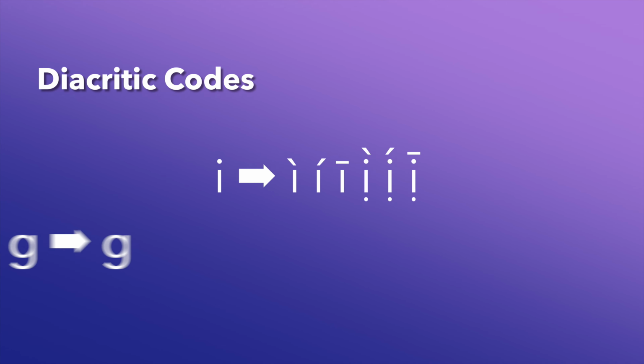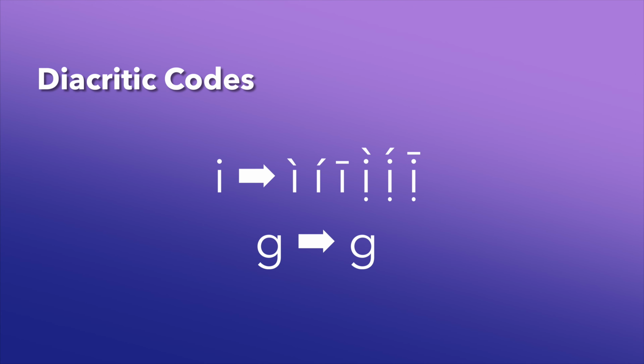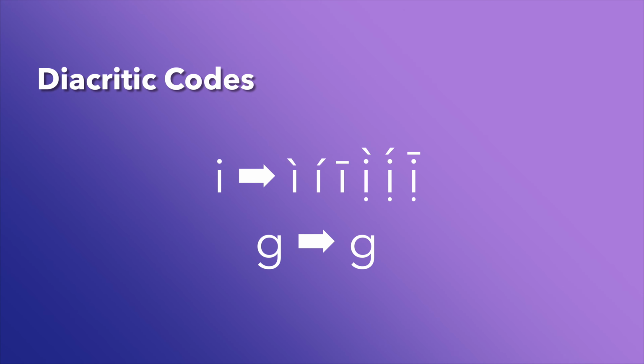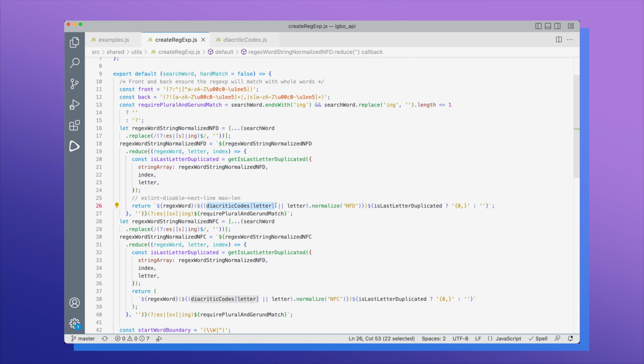If there's no match in the diacritic codes object, this just means that we're dealing with a regular letter that doesn't have an alternative or similar character in Igbo, or isn't even tone marked. So for example, a letter like G, since there's no alternative G with an underdot or even a G with a tone mark applied to it. Once we get either our series of Unicode values from the diacritic codes or just a singular letter, we normalize it by using NFC or NFD.